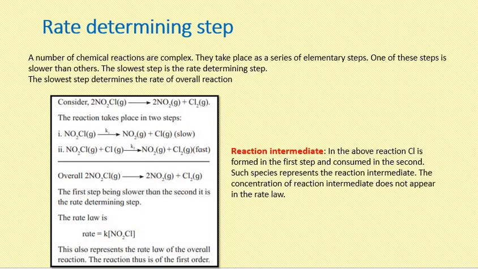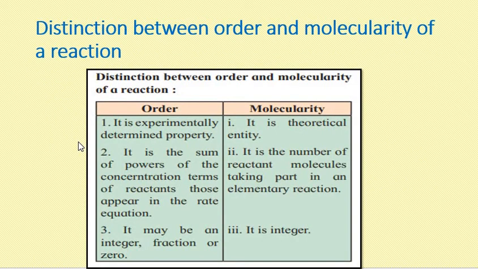Now the next thing, and this is the difference between order of reaction and molecularity of reaction. Order of reaction is an experimentally determined property and molecularity is a theoretical entity. Order of reaction is the sum of the powers of concentration terms of reactants that appear in the rate equation. Molecularity is the number of molecules of reactant participating in an elementary reaction. Order of reaction may be an integer, a fraction, or 0. But molecularity is always an integer.